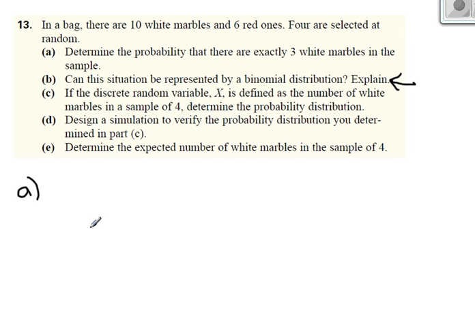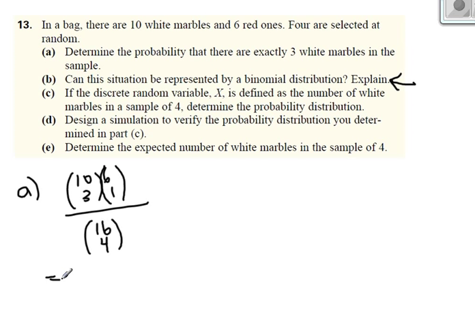So determine the probability that there are exactly 3 white marbles. So if I have 16 objects, and I'm drawing 4 of them, that's what my sample space looks like. Because there's no reason to suggest that there is a reason why the first marble has to be red and the second has to be white. In other words, order does not matter. Now, I want exactly 3 white. So out of 10 white, I want 3. And therefore, out of 6 red, I want 1. And this will just be my calculation in my calculator.